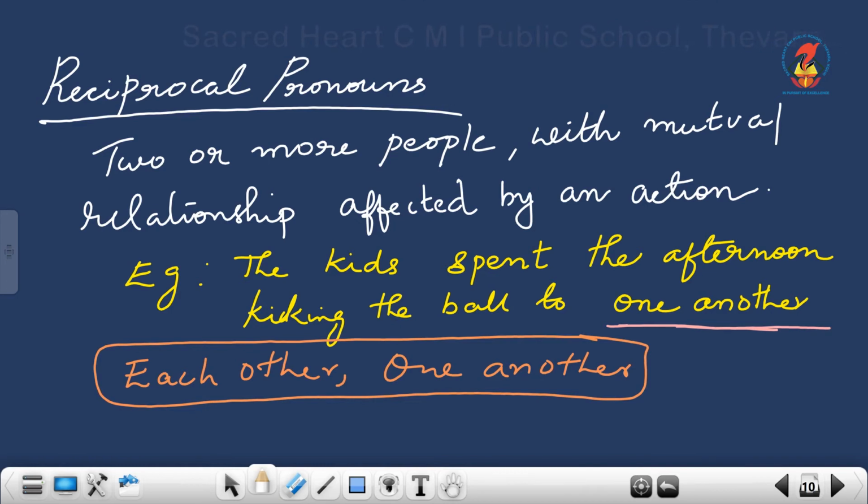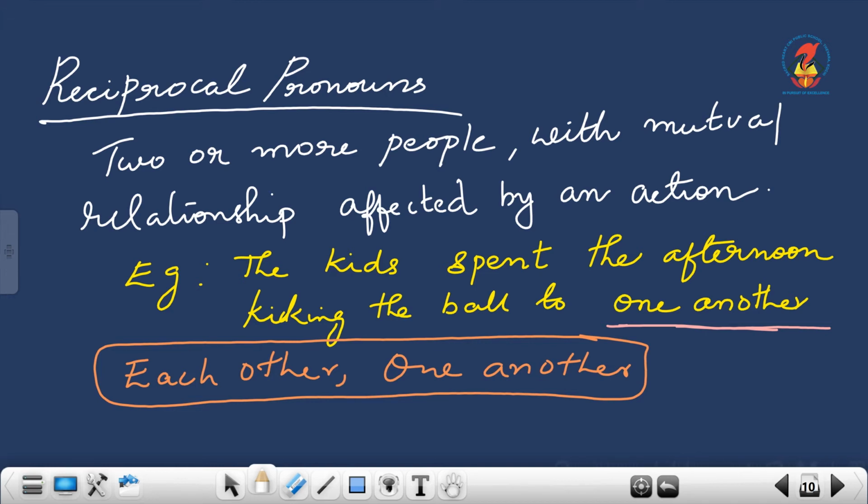What do you mean by reciprocal pronouns? Two or more people with a mutual relationship affected by an action. Two people are involved. I am doing something and the other person is receiving the action, and the other person is doing something and I am receiving that. So that is the mutual relationship between two people. An action happening between two or more than two people is called a reciprocal pronoun.